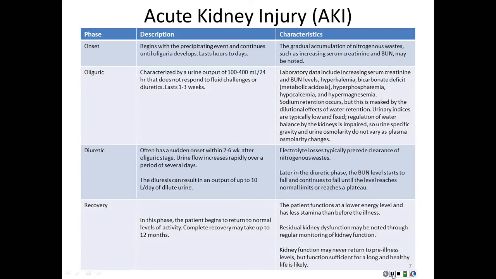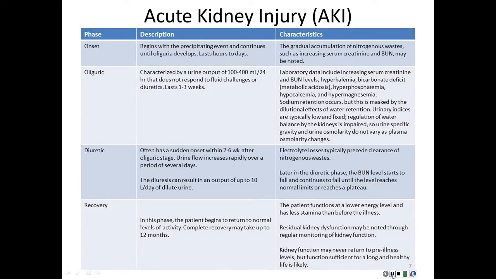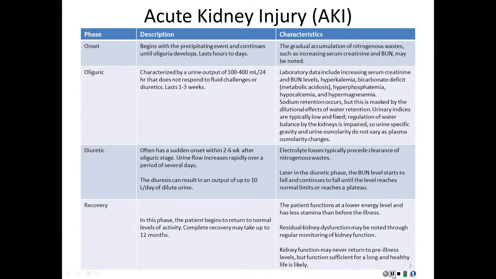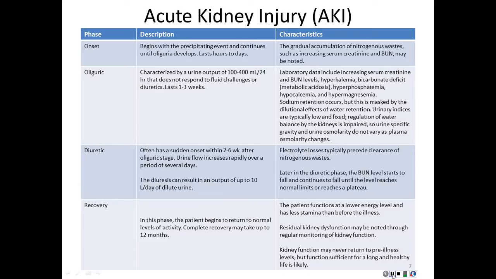But onset begins with a precipitating event and continues until the oliguria develops. It's going to last for hours to days. But what we're seeing is a gradual accumulation of nitrogenous waste, and that's measured by looking at your serum creatinine and BUN levels. Now remember, when you look at your labs, you also have a BUN creatinine ratio. When you see that total ratio going up on these patients, that means both the BUN and creatinine are going up. We're seeing those go up, so we're looking at kidney damage on these patients.